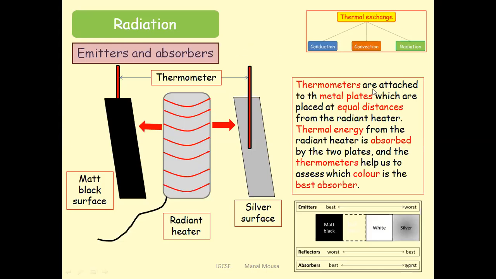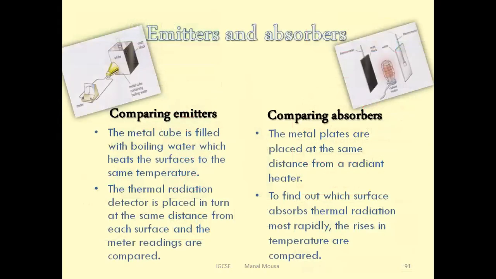So as you see, the thermometers are attached to the metal plates, which are placed at equal distances from the heater. Then from the thermometers, we can detect which surface is higher in absorbing the radiation. For sure, in this experiment, the temperature recorded from the thermometer attached to the matte black surface will be higher than the temperature of the shiny silver surface, since we learned that the matte black surface is the best absorber of radiation.